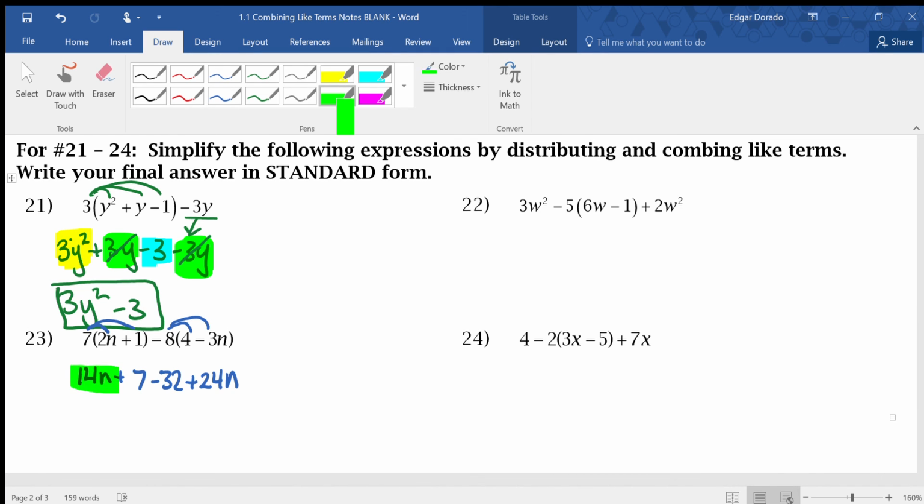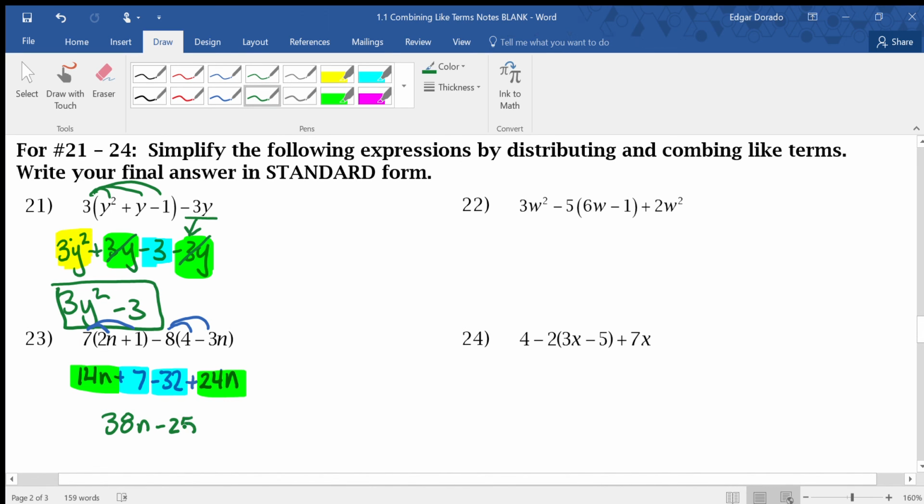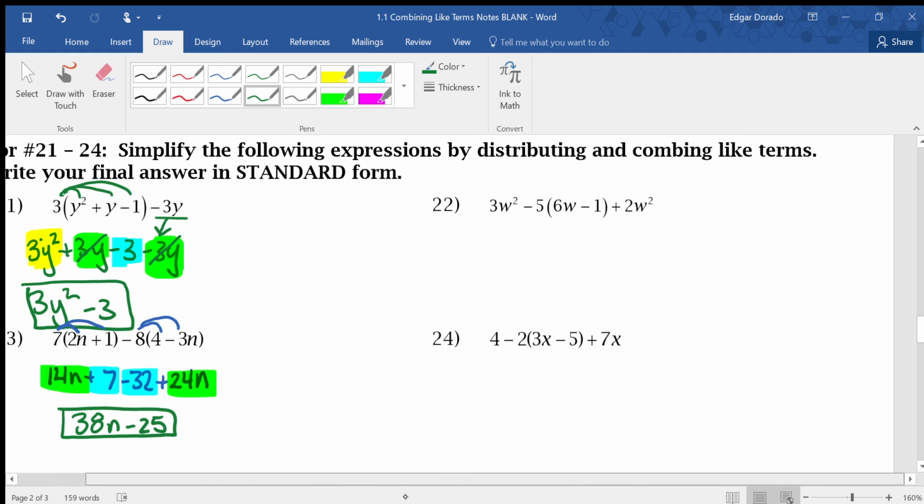So I have an n term here and an n term there. Finally, I have 2 constants. Now I can go ahead and combine. 14n plus 24n is a 38n. Positive 7 minus 32 is a minus 25. All right, awesome. So, next one. Go ahead and try it out on your own, guys.